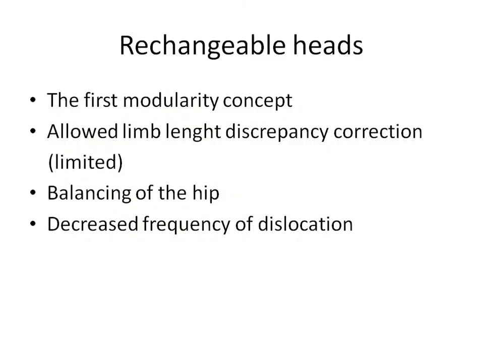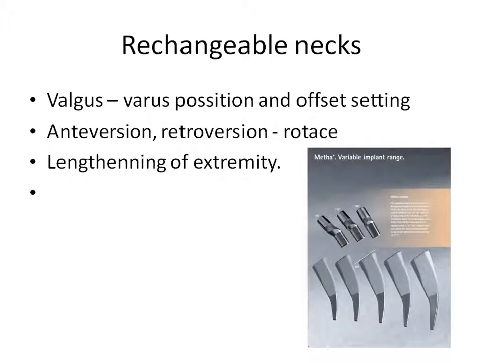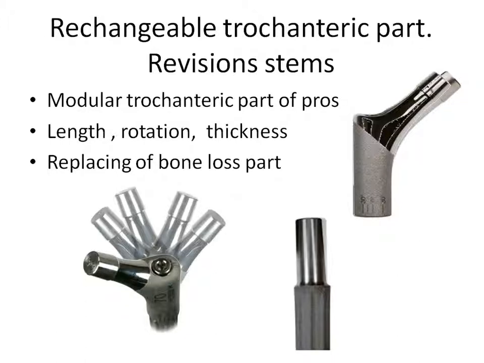The first modularity concept was, of course, rechangeable heads, as Karl-Heinz has spoken about, which allow a lot of sync and, for instance, decreased frequency of dislocation. But if we are speaking about modular stem, we must speak about rechangeable necks, which can allow valgus varus position and offset setting, which can allow to change anteversion, retroversion, or rotation, and of course this combination could bring also lengthening of the extremity with total hip replacement.